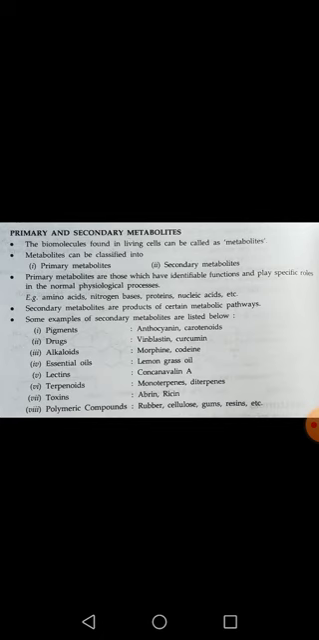So you will be able to identify what is the difference between them, because the primary are very easily identifiable and their function is known, as well as they are very specific to perform various physiological functions like amino acid, nitrogenous bases, proteins, nucleic acids. While the secondary metabolites are the products of various metabolic processes like pigments, drugs, alkaloids, essential oils, terpenoids, toxins and polymeric compounds.